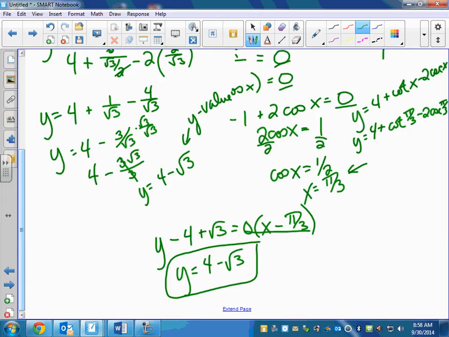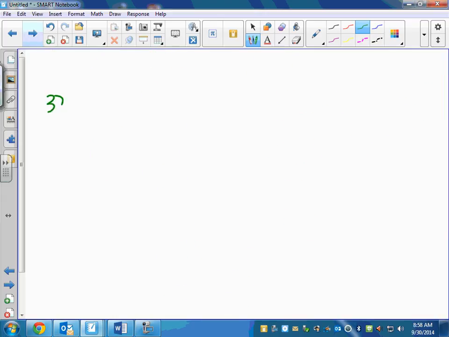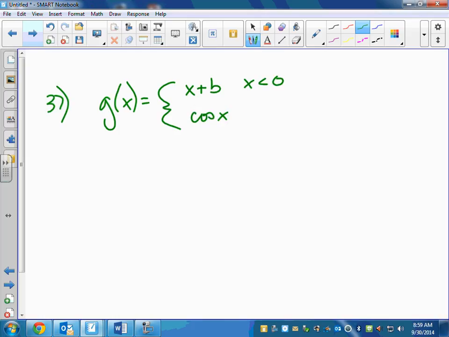One more I want to look at really quickly is 37. We've seen questions like this before, talking about continuous and differentiable with piecewise functions. You've got to be able to know what to do to set up these problems. It says, is there a value of b that will make this function continuous at x equals 0? Differentiable at x equals 0? Give reasons for your answer.